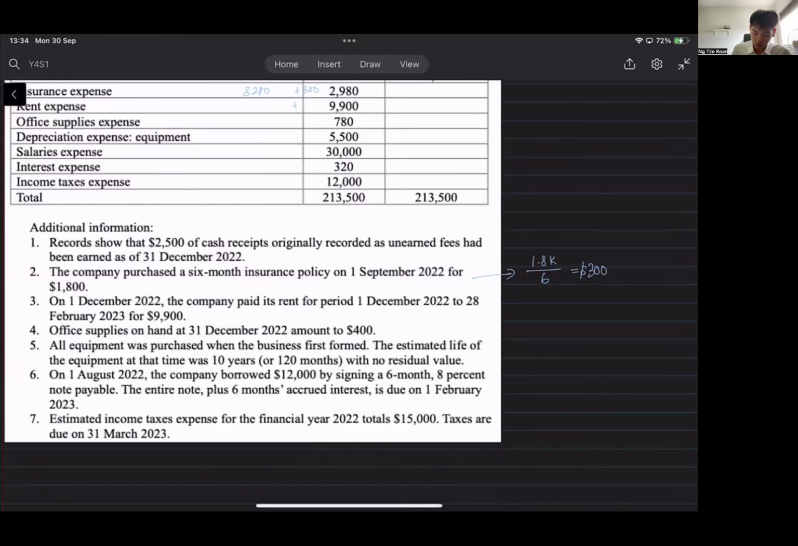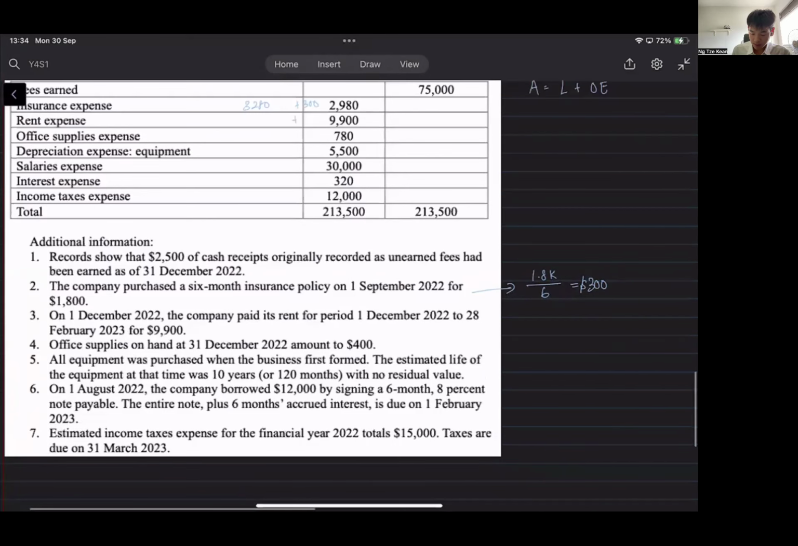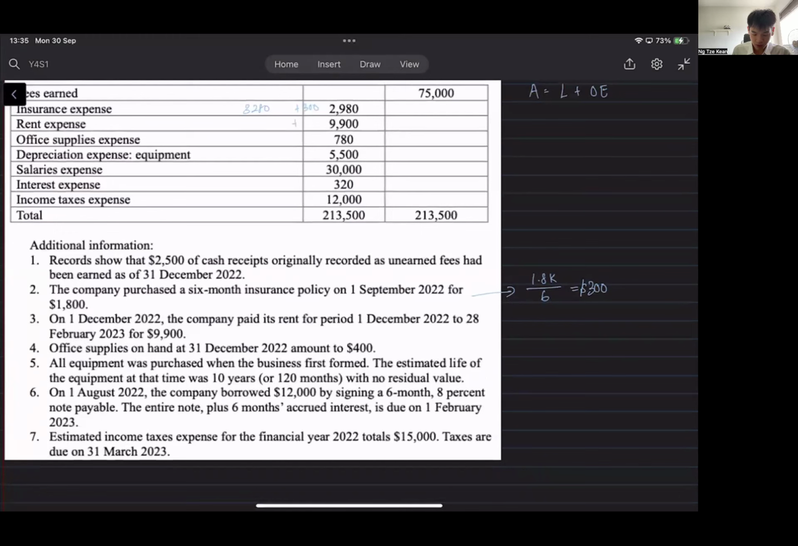Moving on to question 3, the company paid its rent for 1st of December 2022 to February for $9,900. So that would be a total of 3 months, and that would mean that it's 3.3 thousand per month. So we would expect that there's a prepaid rent of 9,900 because no adjustments have been made, and we need to expense off 3,300 under the rent expense.